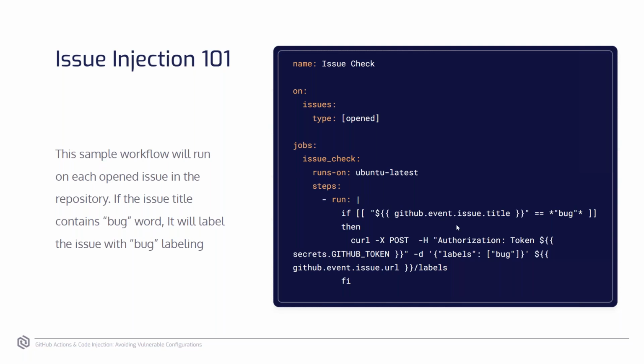And if the title contains the word bug, what it does is go to the GitHub API and add a label called bug to the issue. This could potentially help the maintainers of the repository to prioritize issues.